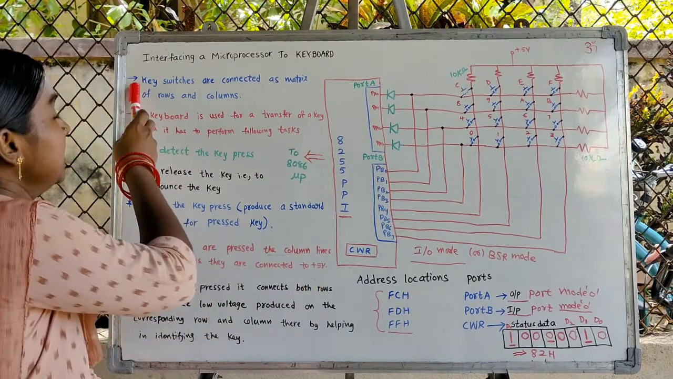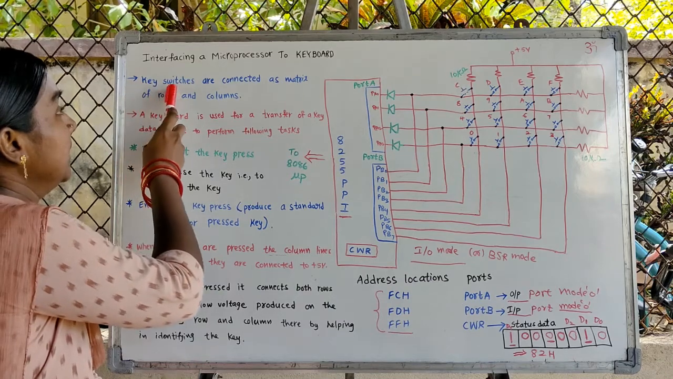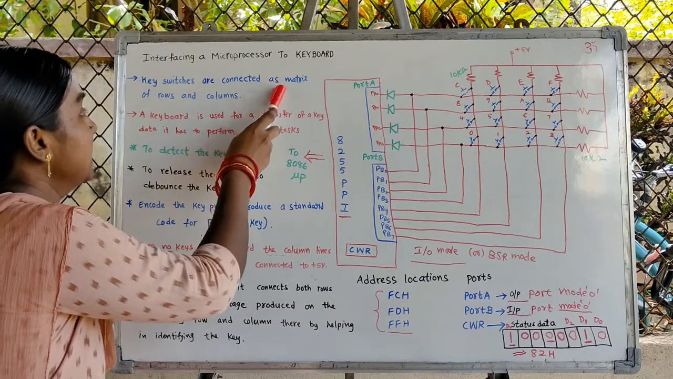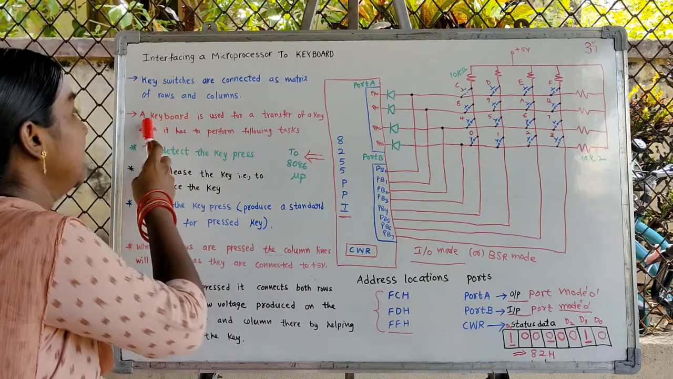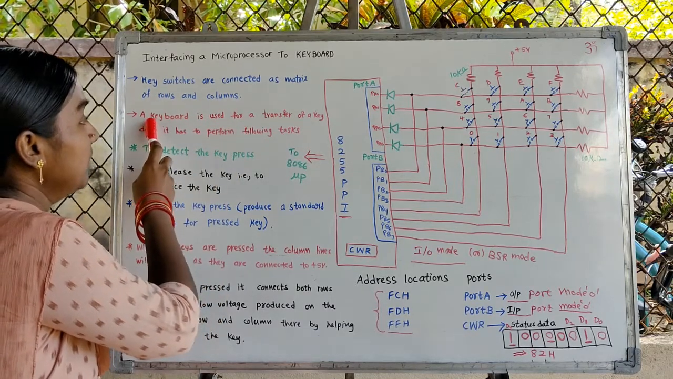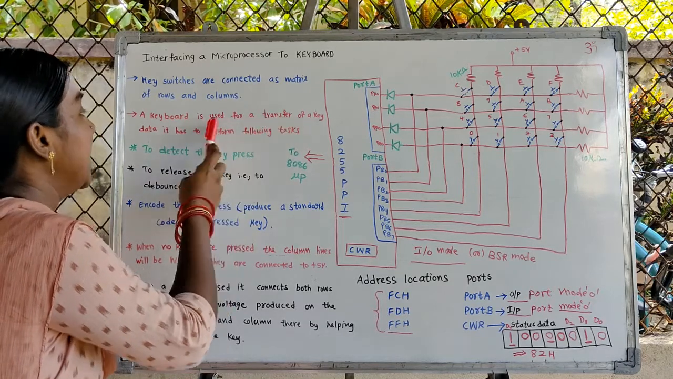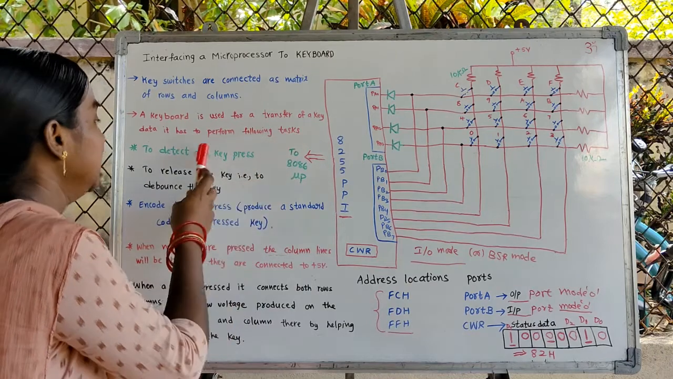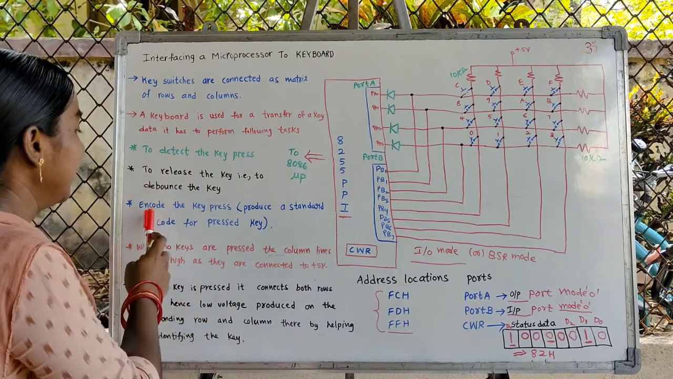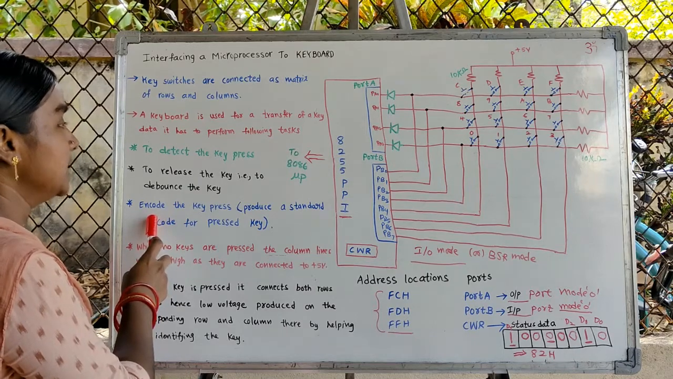Here the first important point is, if we consider any keyboard, the key switches are connected as a matrix of rows and columns. Next, a keyboard is used for the transfer of key data. It has to perform the following tasks. These 3 are the major important tasks when we are pressing a key switch.